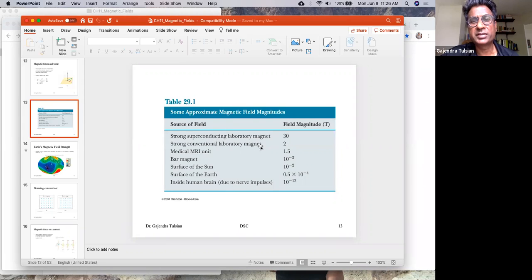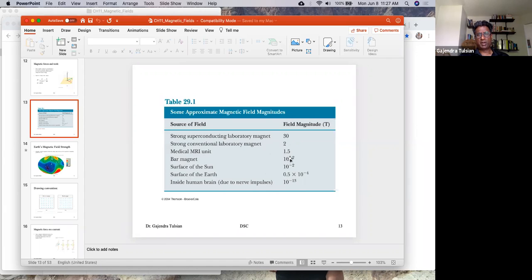Here are some magnetic fields that we encounter. A strong superconducting magnet will produce a 30 Tesla field, 30 to 100, I guess. A lab magnet, a conventional magnet, not a superconducting magnet, can produce up to 2 Tesla. MRI units have fields up to 1.5 Tesla. The stronger the field, the more expensive the MRI, and the stronger the field, the better the resolution of the MRI image. If we have time at the end, I'll tell you how the MRI machine works, but we'll see.